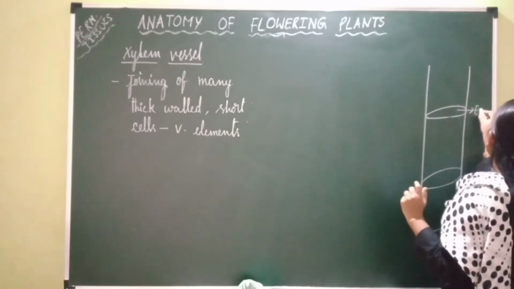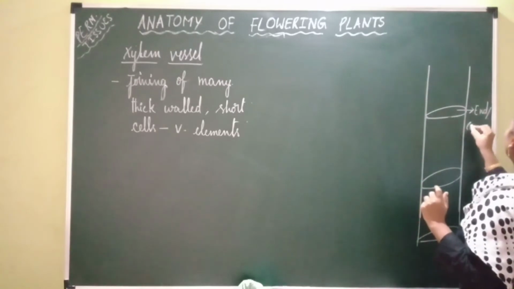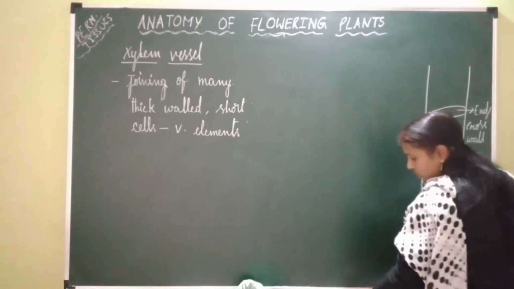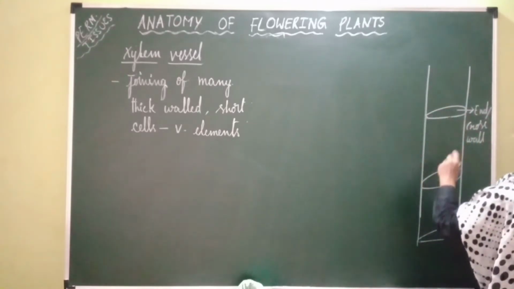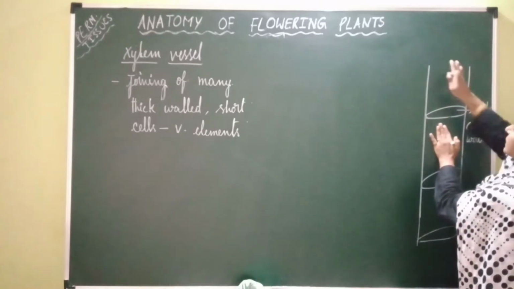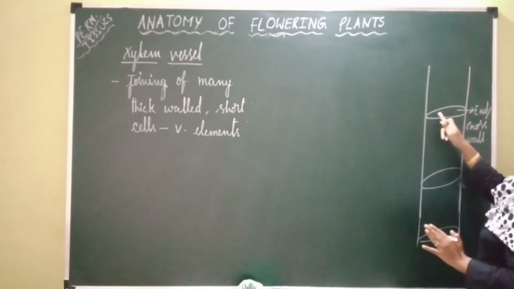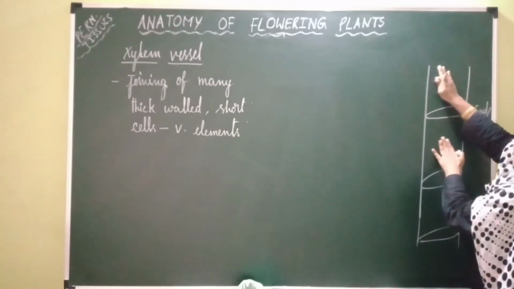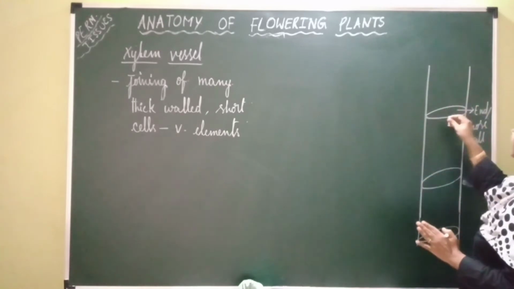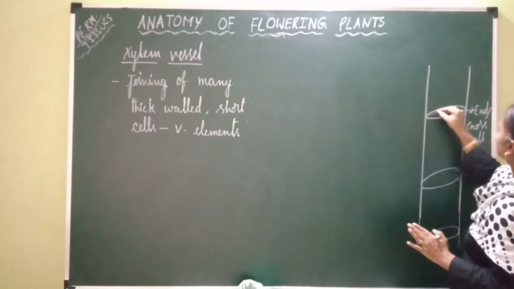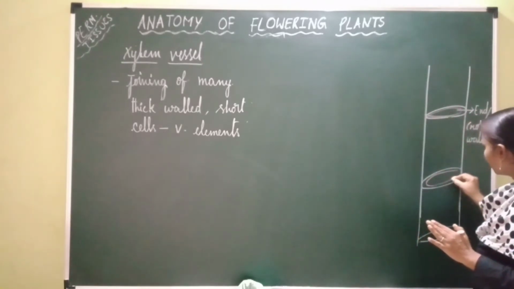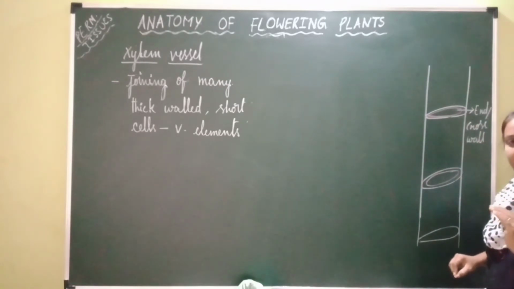So what is this wall? End wall or cross wall. They are joined, so the point where they are joined, they are fused together. This is one vessel element, this is another vessel element. So what is happening here? The end walls or cross walls of the vessel elements present in a vessel are joined together. At the point where they are joined, these end walls or cross walls undergo dissolution. This dissolution can be partial or it can be complete.